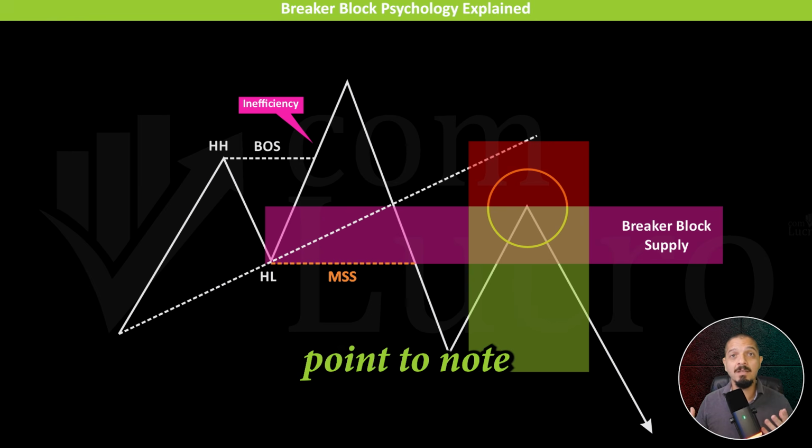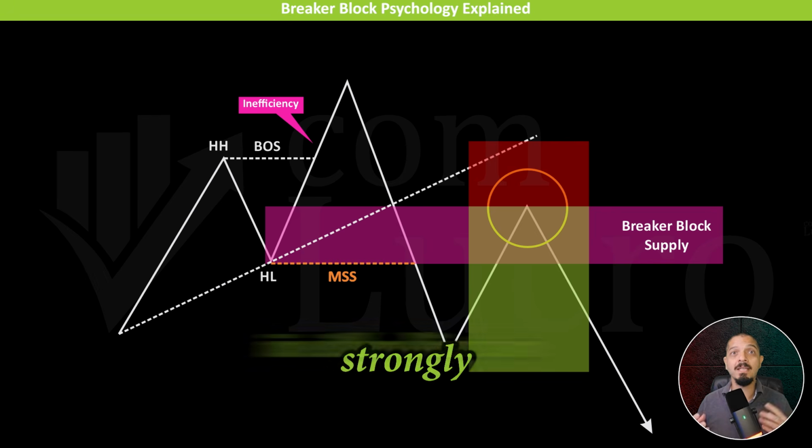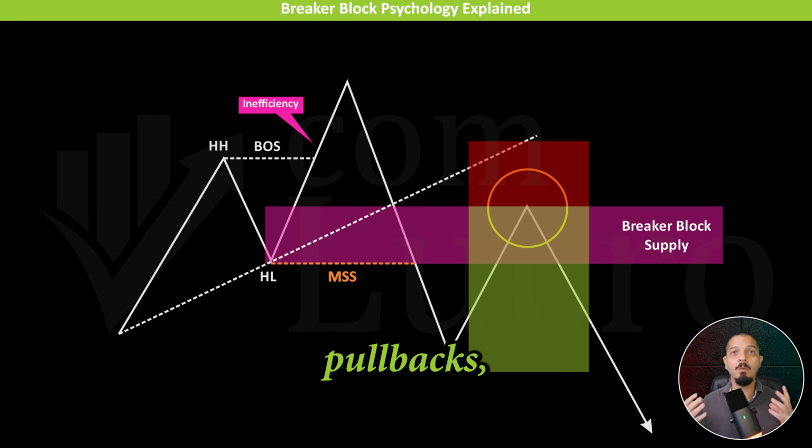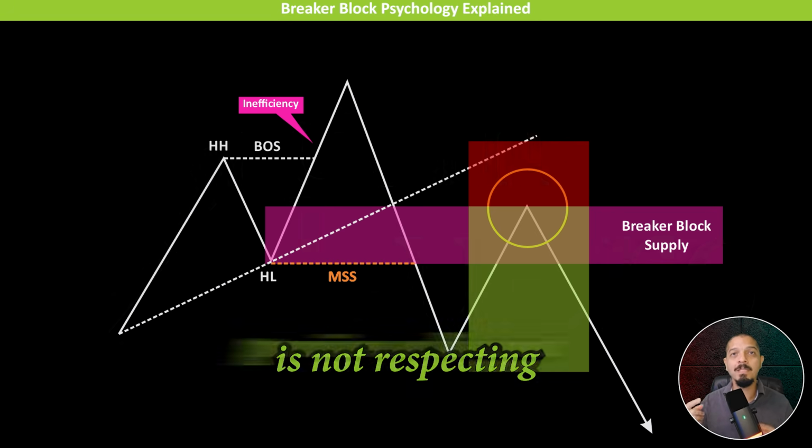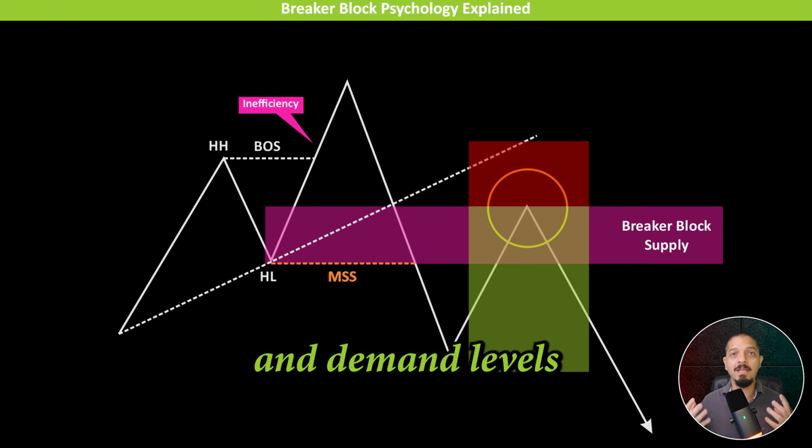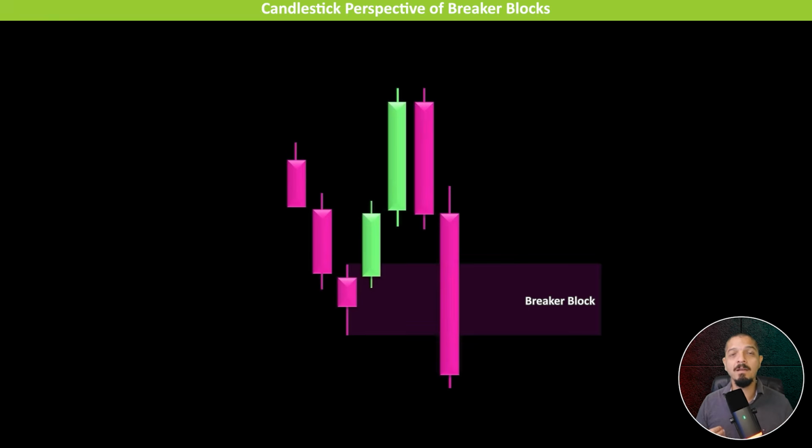One more point to note is that breaker blocks tend to be most effective when the market is trending strongly in either direction with shallow pullbacks, and when price is not respecting premium or discount supply and demand levels along the way. Now let us move to the next topic and look at how breaker blocks are identified from a candlestick perspective. In a bullish scenario, a candlestick-based breaker block appears when an area fails to reject the price. This is represented by the last selling candle that forms just before a strong upside move.